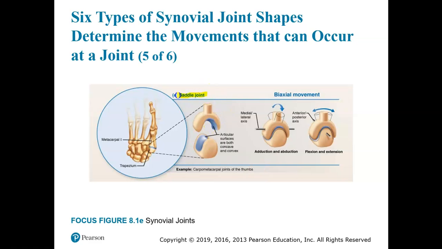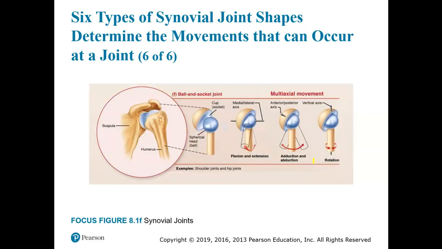So the bones kind of fit together. This would be a convex surface, and this would be a concave surface. So you have a convex and a concave surface that fit together, kind of like a saddle fits on the back of a horse. So an example of a saddle joint is the carpometacarpal joints of the thumbs. And saddle joints allow for adduction and abduction and for flexion and extension.